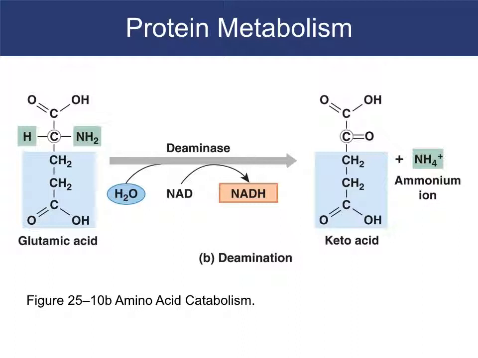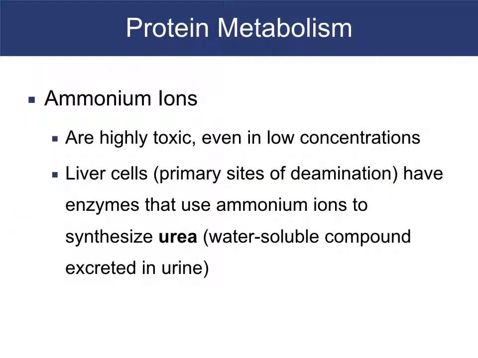Now, the reason it's significant is because ammonium is a very toxic substance to us. We don't want to have any ammonia floating around in our blood, and when we do, we better hope we can process it and get rid of it very quickly, because it builds up and it does very bad things to us. These ammonium ions are very toxic, even in low concentrations. The liver cells, which is the primary source of the deamination, have enzymes that can then synthesize those ammonium ions, the things we don't want. We need to turn those ammonium ions into urea.